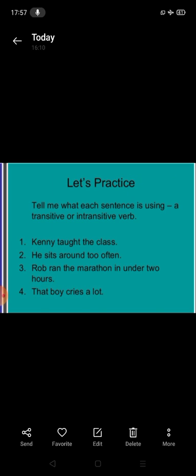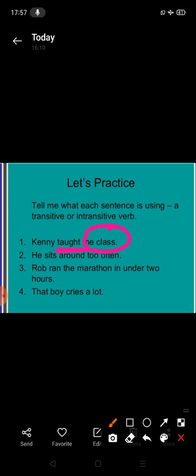Yes, children. The first sentence, Kenny taught the class. Kenny is the subject. Taught is the verb. Kenny ने पढ़ाया. अगर मैं the class को hide कर देती हूँ तो nothing is clear. कुछ नहीं मालूम हमें क्या हो रहा है. किसको पढ़ाया? Who knows? तो Kenny taught the class. The class is an object, and if the verb takes an object, it is transitive. So we can say taught is a transitive verb.